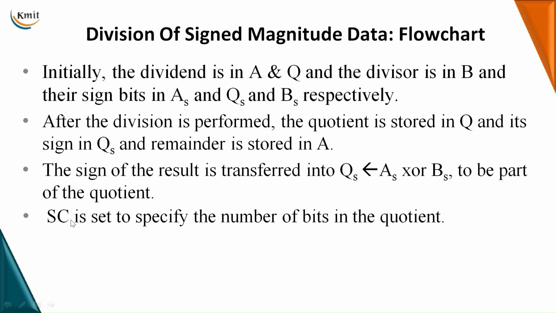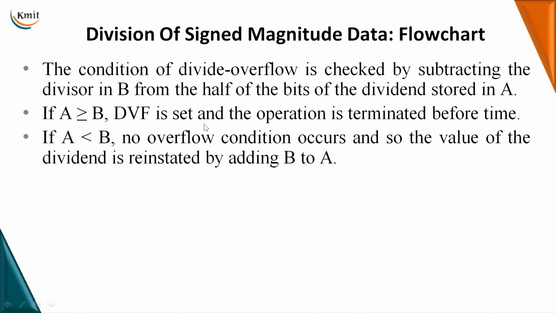Next we are going to set the sequence counter, which specifies the number of bits of your quotient. Next you are going to check the divide overflow condition. This is done by subtracting the divisor, which is present in B, from the half of the bits of the dividend which are being stored in A.